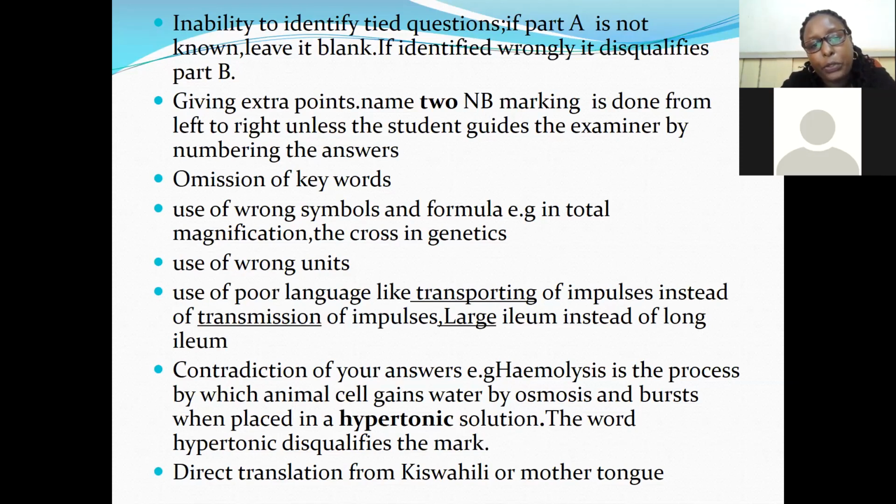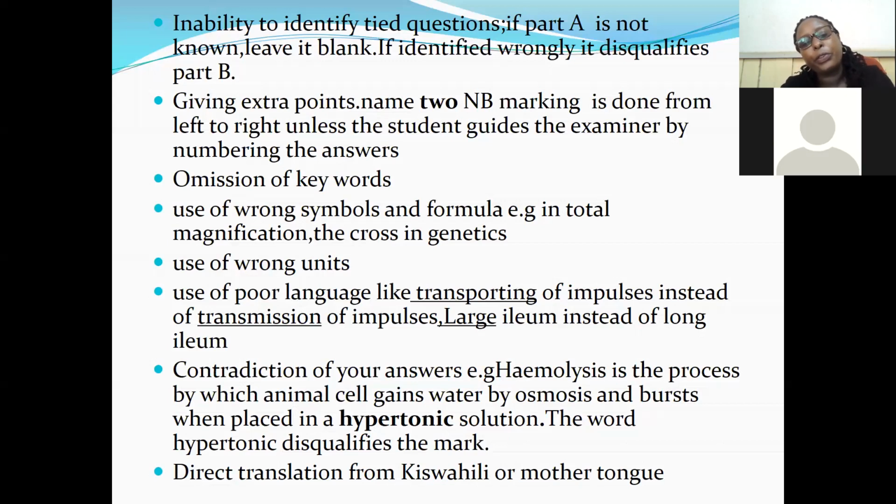Another way in which the students are going to lose marks is by use of wrong symbols and formula. Like in calculating the number of organisms in ecology, where we are using the capture, recapture formula. If you end up using the wrong formula, then you're not going to end up working out the work well, and that also does not score. Wrong symbols are mostly in questions which are going to have genetics, where the students mostly leave out the cross symbol. That one also does not score.